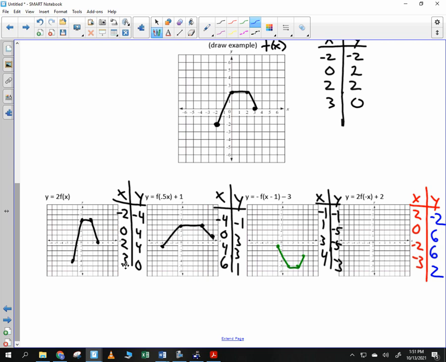So again, I want to consider that description, as she said, it's a horizontal reflection. So this shape should be flipped horizontally when I plot it. So over 2 and down 2, 0 and 6, negative 2 and 6, negative 3 and 2. And it definitely looks like it's flipped horizontally, and it definitely looks like it's stretched. Both those pieces are in play.